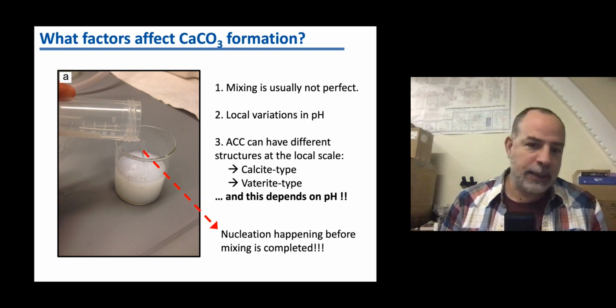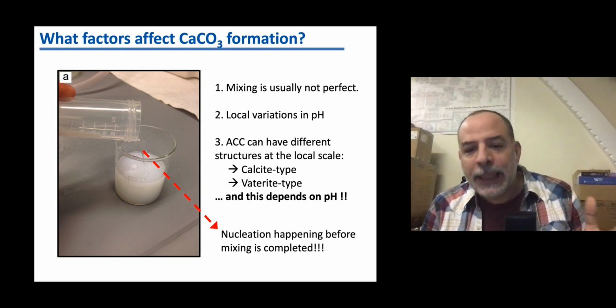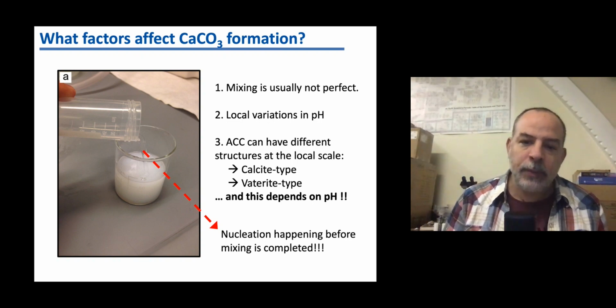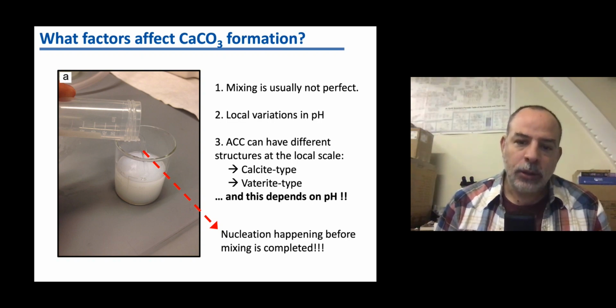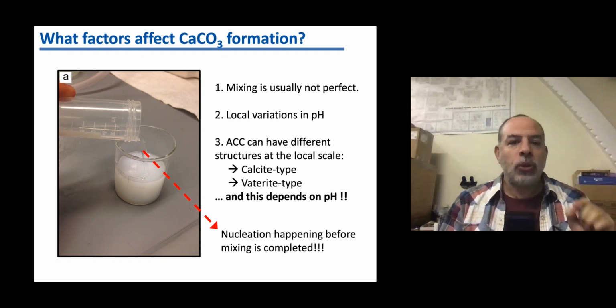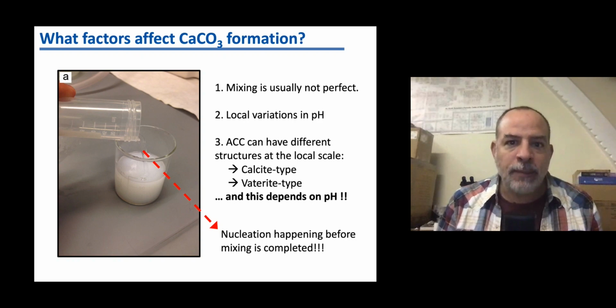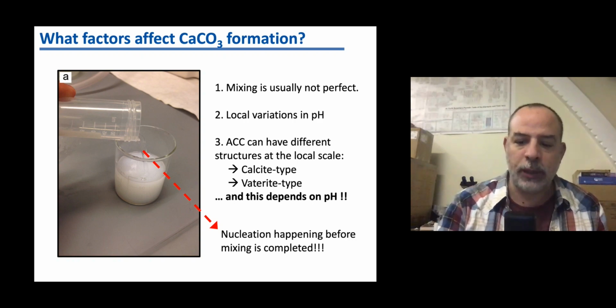And what I mean with this is that it has been demonstrated that this ACC phase can have a more calcite type, a more vaterite type structure. So this structure depends on the pH at which this amorphous phase forms. That's the reason small variations in pH can completely change the crystallization pathway of calcium carbonates.